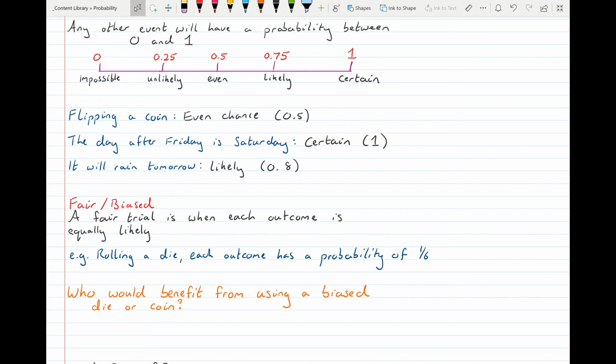If we think about it then, who would benefit from using a biased coin or dice? Well, someone that was trying to cheat you. So if you had maybe a magician that was trying to do a trick and he was like, I'll always roll a 6, he might have a special dice that always landed on a 6. Or if you're in a casino and you were trying to roll 6s or roll 1s, you might have special dice that you're trying to do that. So people, especially when there's money involved, will try and come up with a way to get their hands on it.